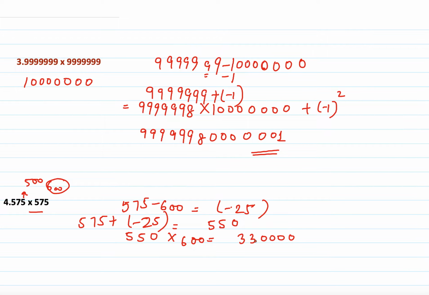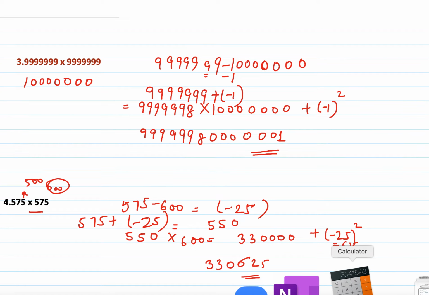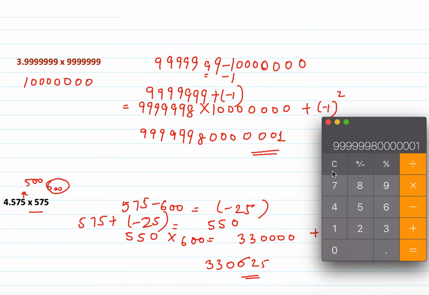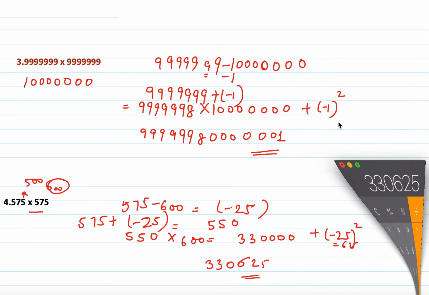330,000. Right, now you add the square of this number, which will be 625. So our answer will be 330,625. You want to check the answer? Please check it. It is 575 into 575. Answer is 330,625. It is correct.